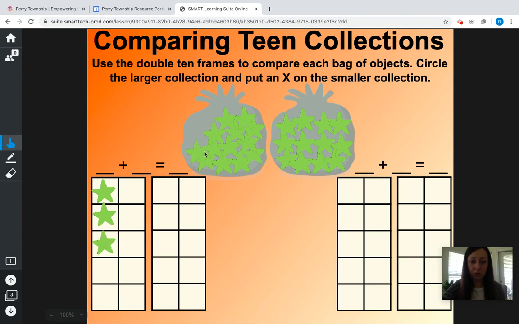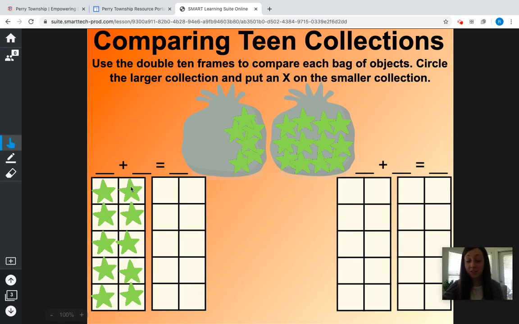So right now I'm at 3, 4, 5, 6, 7, 8, 9, 10. Stop for just a second and think. So we know that when we see this is all filled up, we know that on a tens frame, that means we have 10 objects already. So right now we have 10.